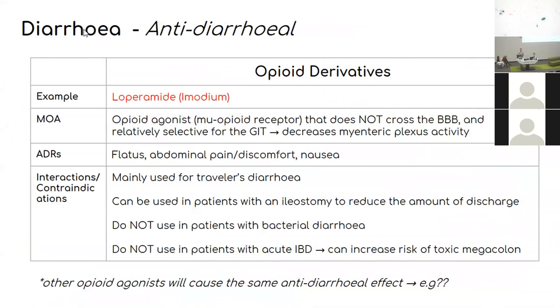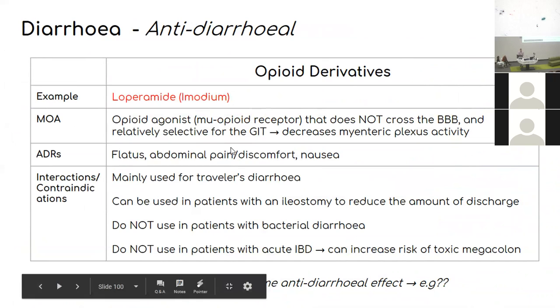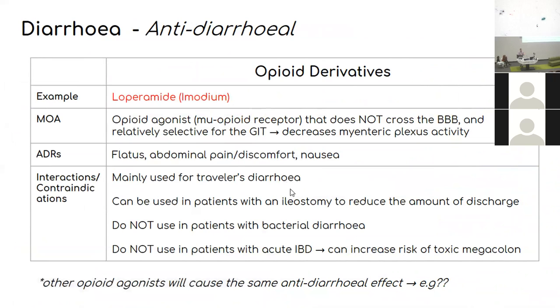Diarrhea, there's only one main drug, loperamide or Imodium, if you've heard of that before. So it's an opioid agonist within the gastrointestinal system. So it doesn't cross the blood-brain barrier, which is good, and mainly used for things like traveler's diarrhea. And just some very, very important notes, don't use it in someone with bacterial diarrhea, because if you're going to stop motility in their gastrointestinal system, you're just going to keep the bacteria in their gut.